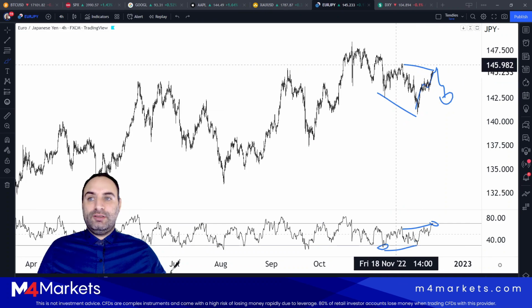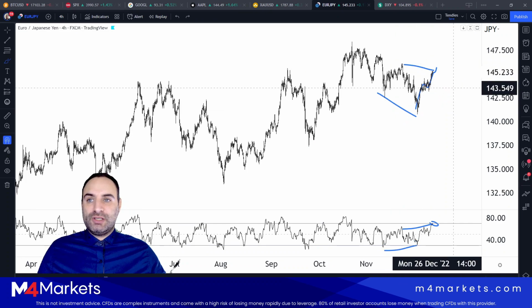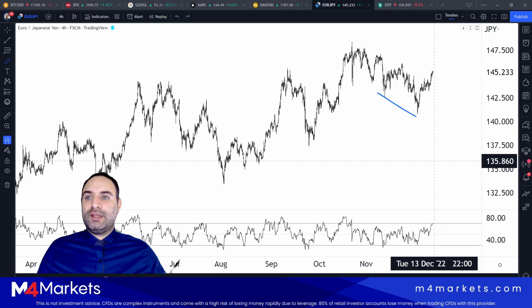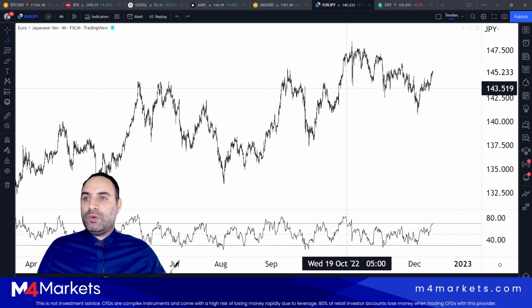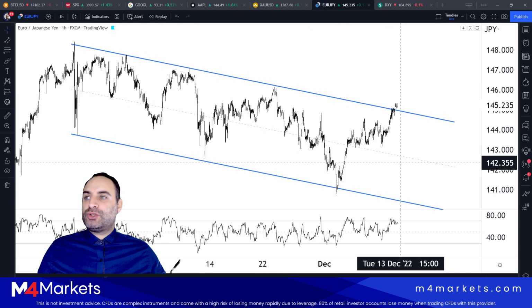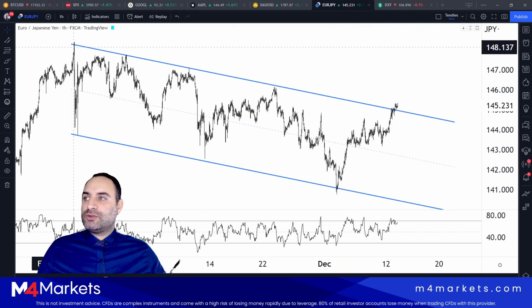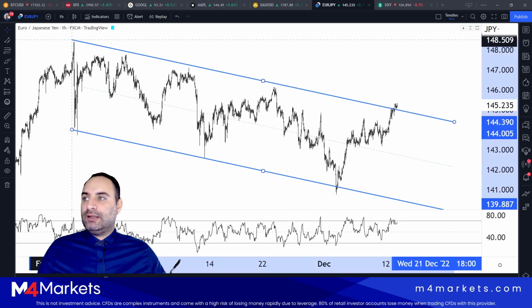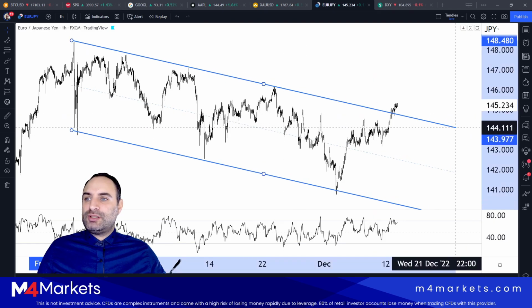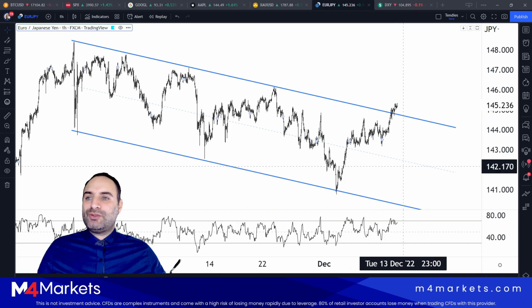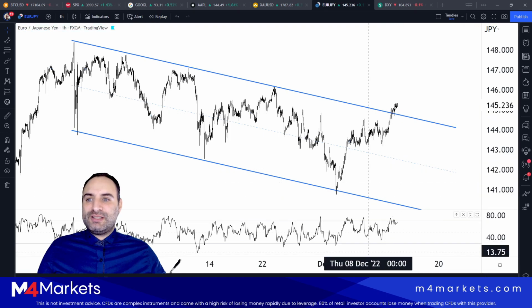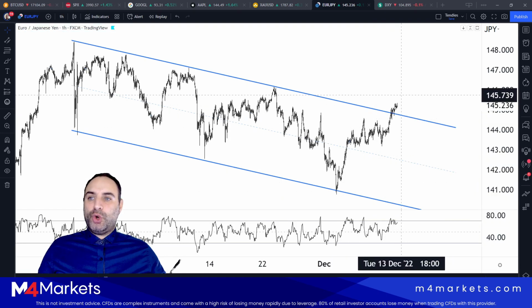That really needs to break above the 146 for sure initially, otherwise it's not going to go anywhere. What else we can do here? We can just drop these parallel trend lines over here, which is the base channel, and very easily notice that we have actually come outside this channel now, which means this might continue higher.